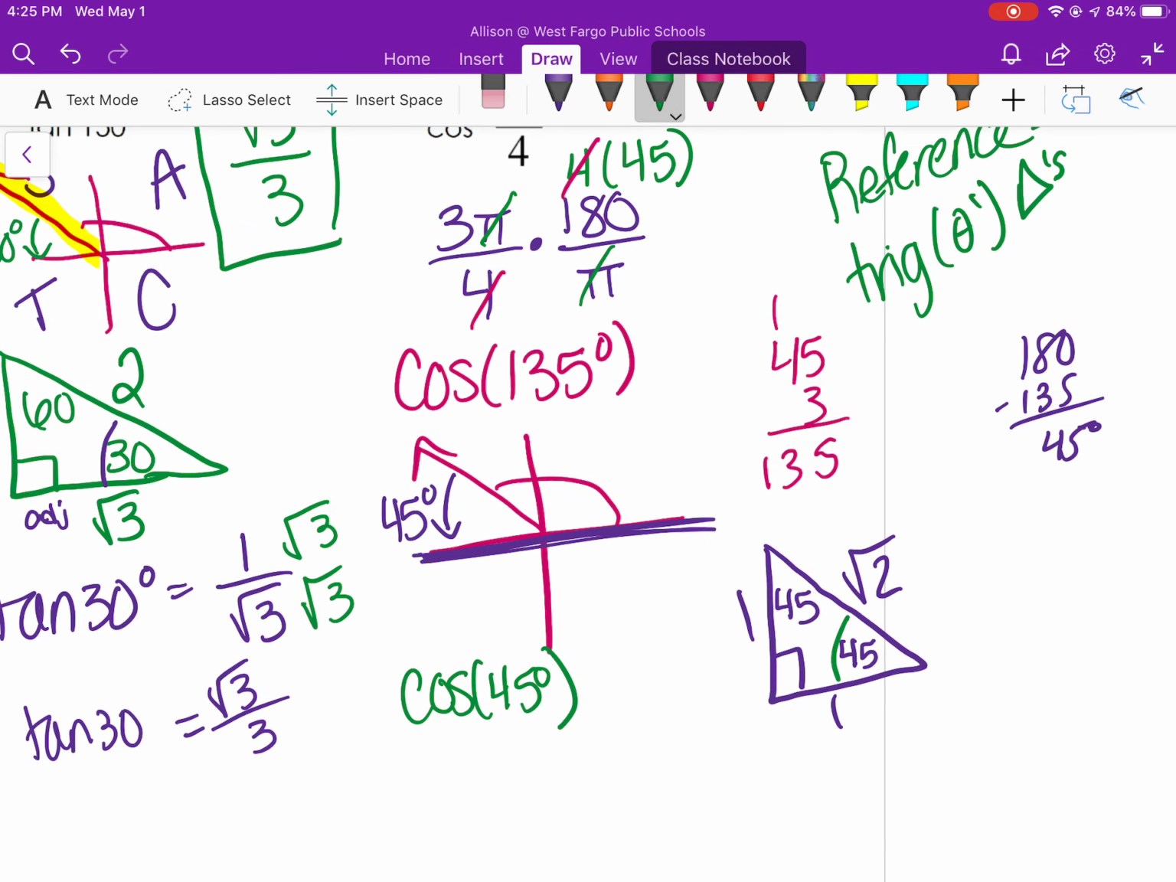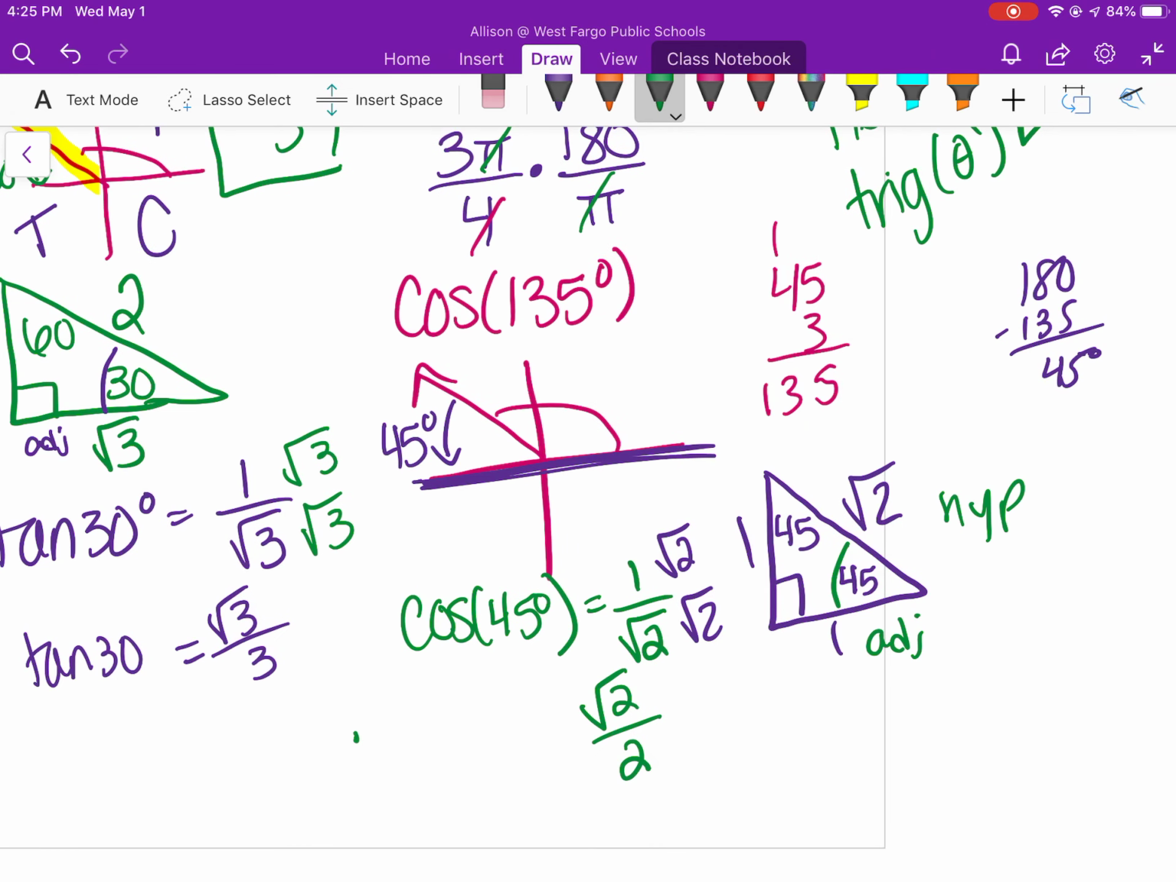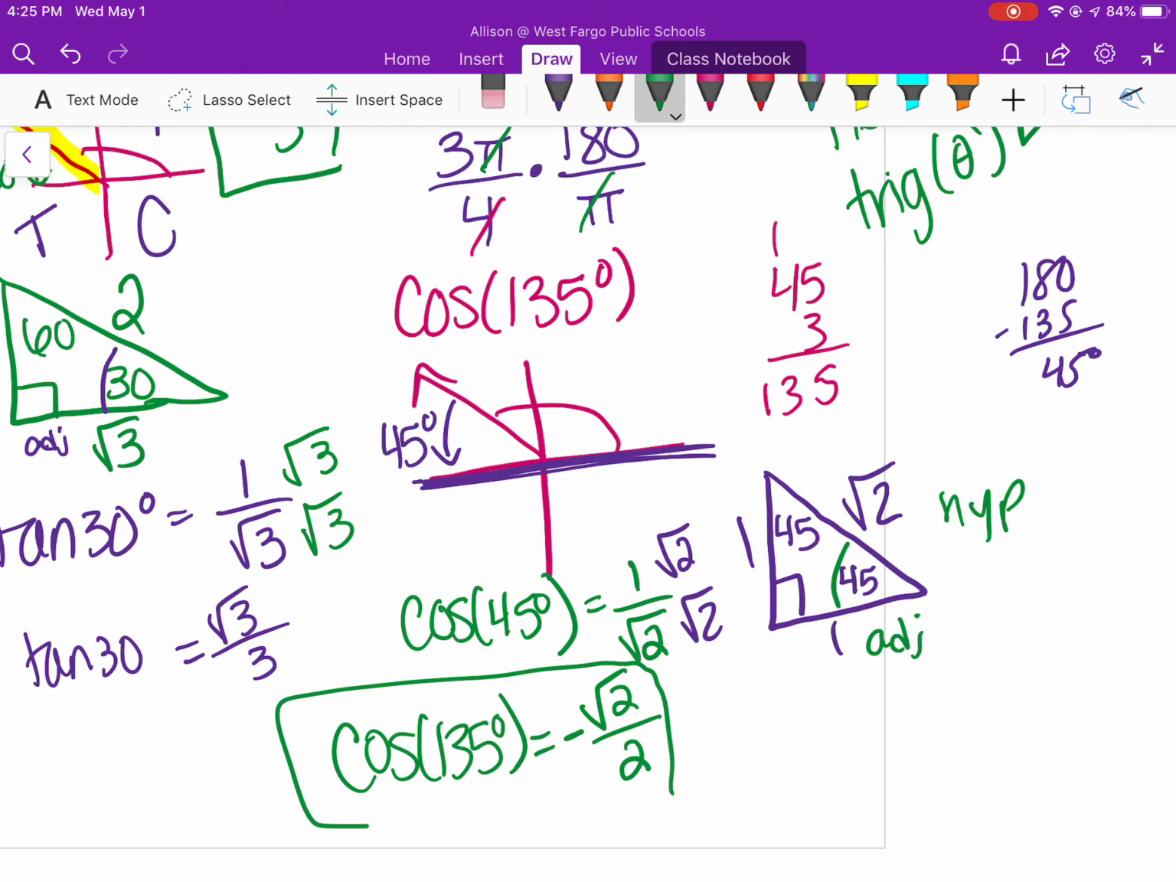The cosine of 45 degrees, cosine is adjacent over hypotenuse, so adjacent over hypotenuse gives me 1 over the square root of 2. I do need to rationalize that by multiplying both by the square root of 2. So it'll be the square root of 2 over 2. So the cosine of 45 is the square root of 2 over 2. Now the cosine of 135 is going to be negative square root of 2 over 2. And it's negative because 135 is in the second quadrant again. So all students take calculus. 135 is in the second quadrant, only sine is positive there. So cosine then would be negative.